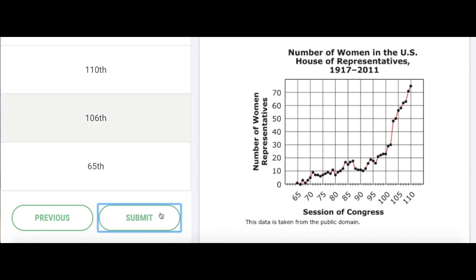So let's see if that's the right answer. It just says the graph shows that the number of women serving in the 106th Congress was 58, double the 29 serving in the 101st Congress session.